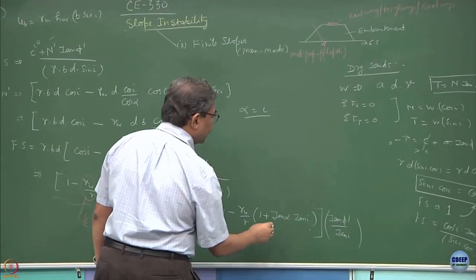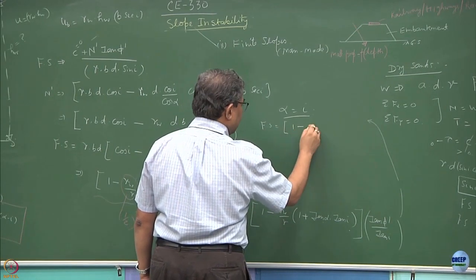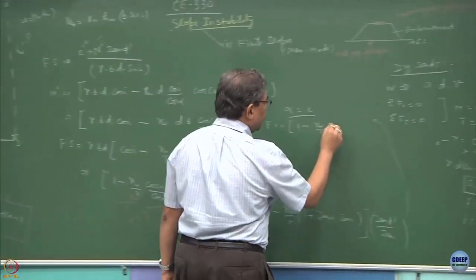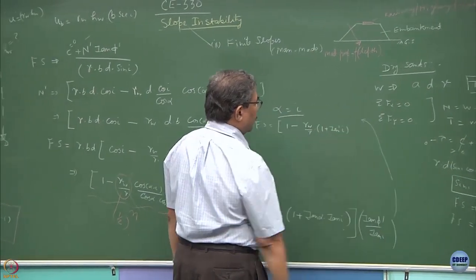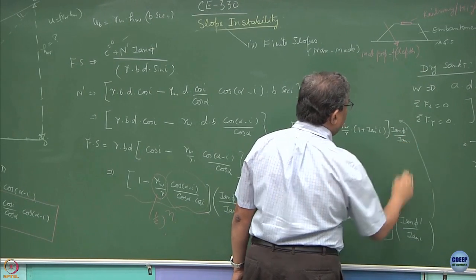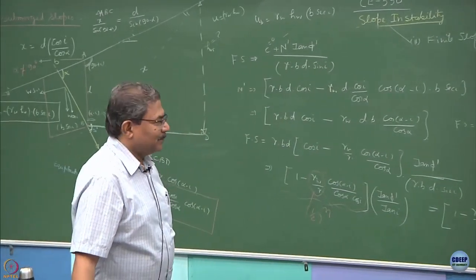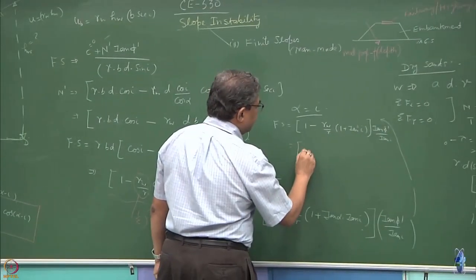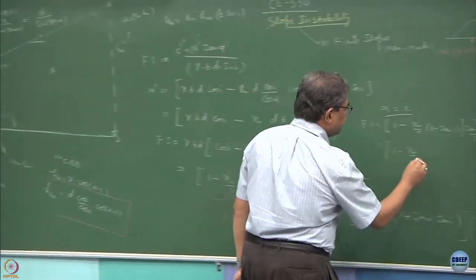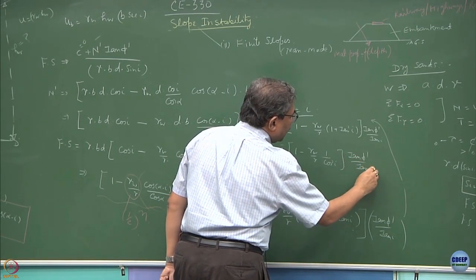So, here I can write this as factor of safety will be equal to 1 minus gamma w over gamma. And what is 1 plus tan square I? Into tan phi prime over tan I. What is the value of this bracket term? This is normally written as 1 minus gamma w over gamma into 1 upon cos square I, tan phi prime over tan I.